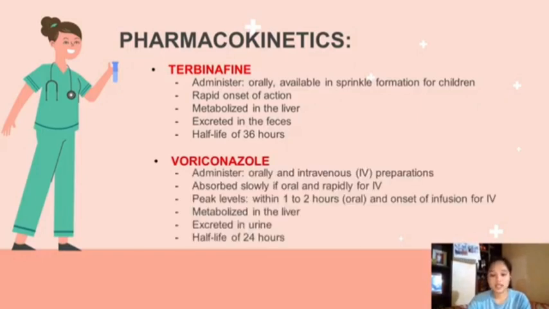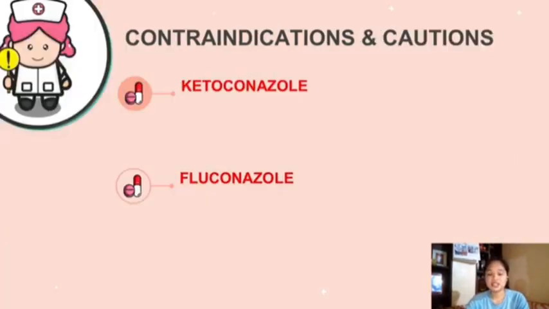Absorbed slowly if oral and rapidly for IV. It has peak levels within 1 to 2 hours for oral and onset of infusion for IV. Metabolized in the liver, excreted in urine with a half-life of 24 hours. The contraindications and cautions for each drug.